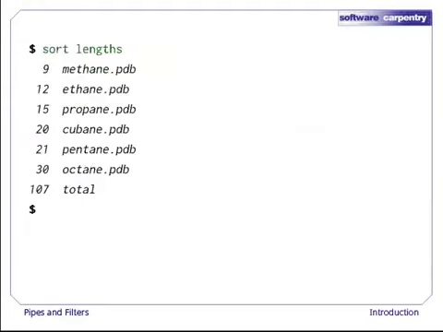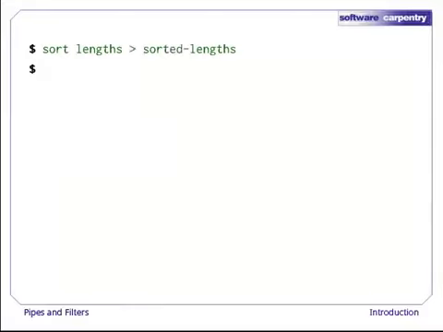Now let's use the sort command to sort its contents. This does not change the file. Instead, it prints the sorted lines to the screen, as shown here. We can put the sorted list of lines in another temporary file called sorted-lengths by putting > sorted-lengths after the command, just as we used > lengths to put the output of wc into lengths.